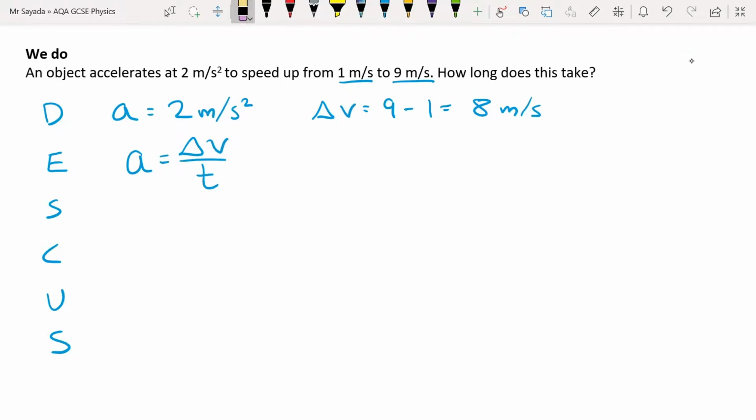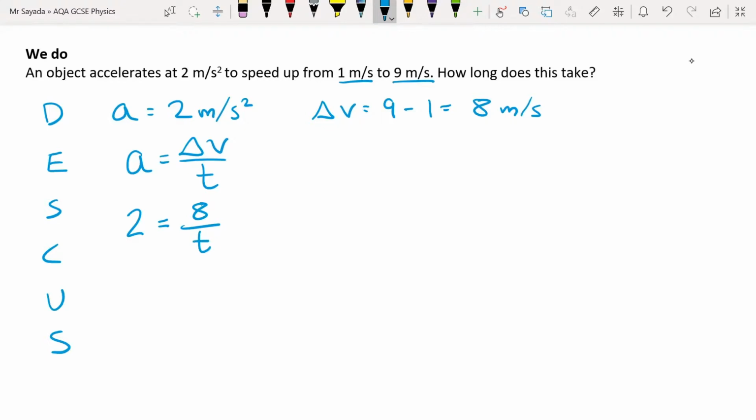Well, to do the substitution, we need to go to the next line and do it very carefully. So do we know A? Yes, we do. And what is A? A is 2 equals. Do we know the change in velocity? Yes, we do. The change in velocity is 8. Do we know the time? No, we don't. That's what we're trying to work out. So what should I write underneath the 8 here? I should write the letter T.